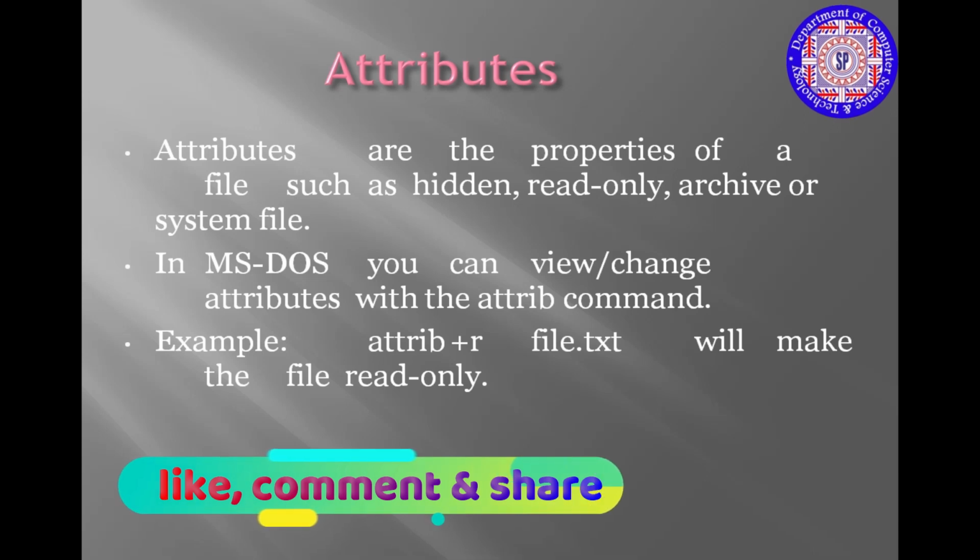Now next comes number 2. In MS-DOS you can view or change attributes with the attrib command. In MS-DOS we will simply use this attrib command to view or change an attribute. Example, attrib plus r file dot txt will make the file read only. Here r means read only.